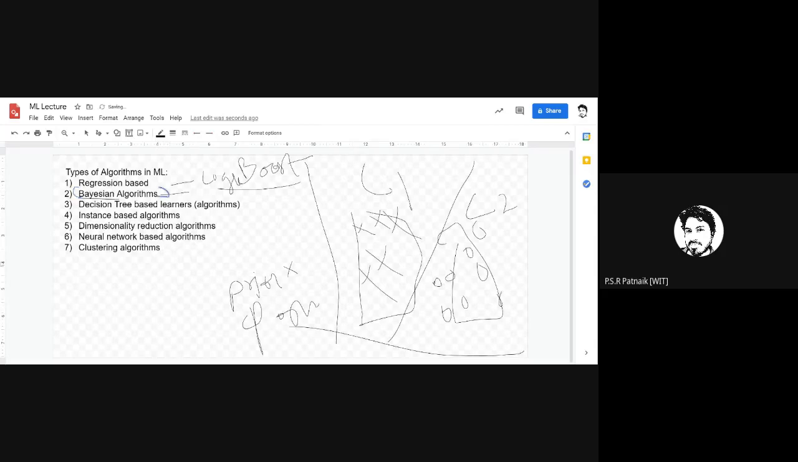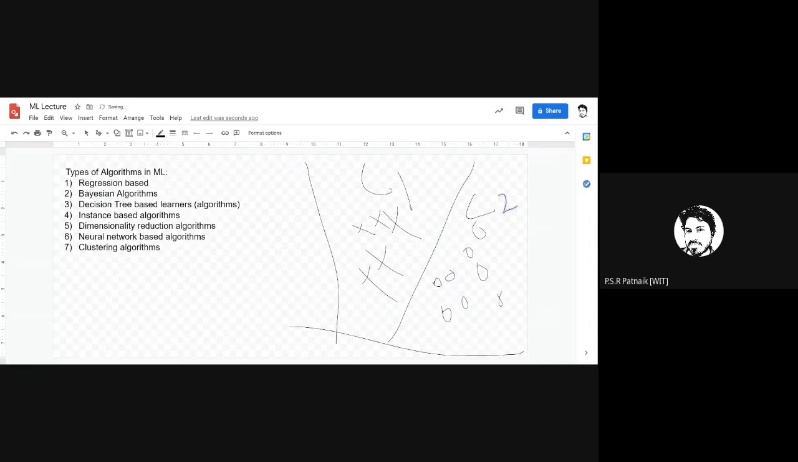based learning. Now, the third type of algorithms are decision tree based learners. When I say decision tree based learners, what they do is they try to learn based on construction of a tree from the given data set.